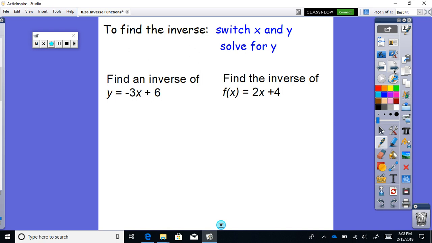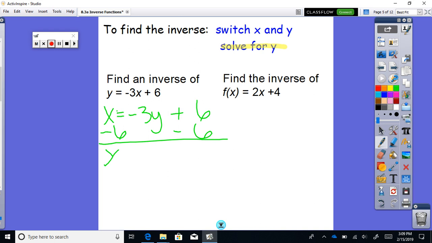So how do you find the inverse algebraically? We looked at a table, we looked at the graph. To find it algebraically, you switch the x and y's, and then you solve for y again. So instead of y equals -3x plus 6, switch it to be x equals -3y plus 6, and then solve for y. So to get y by itself, I'm going to start by subtracting 6 on both sides.